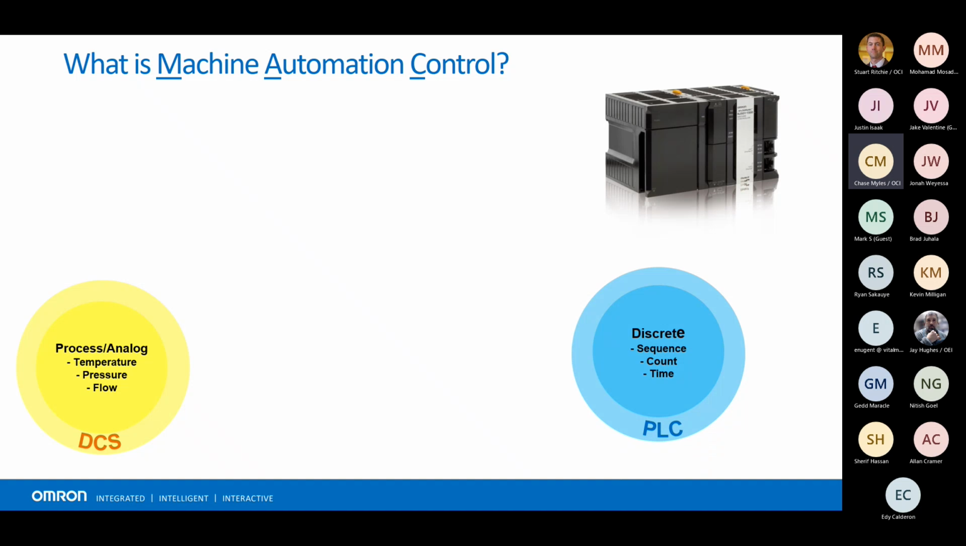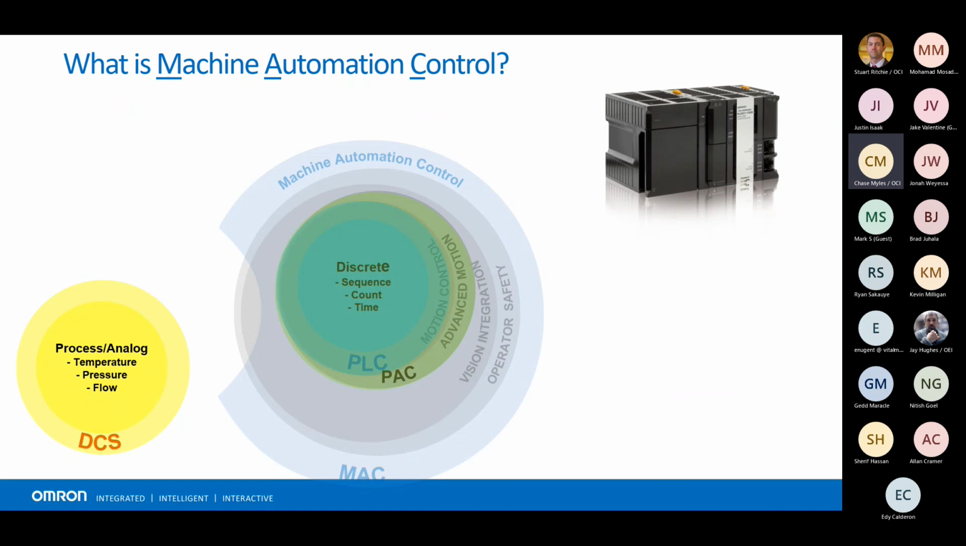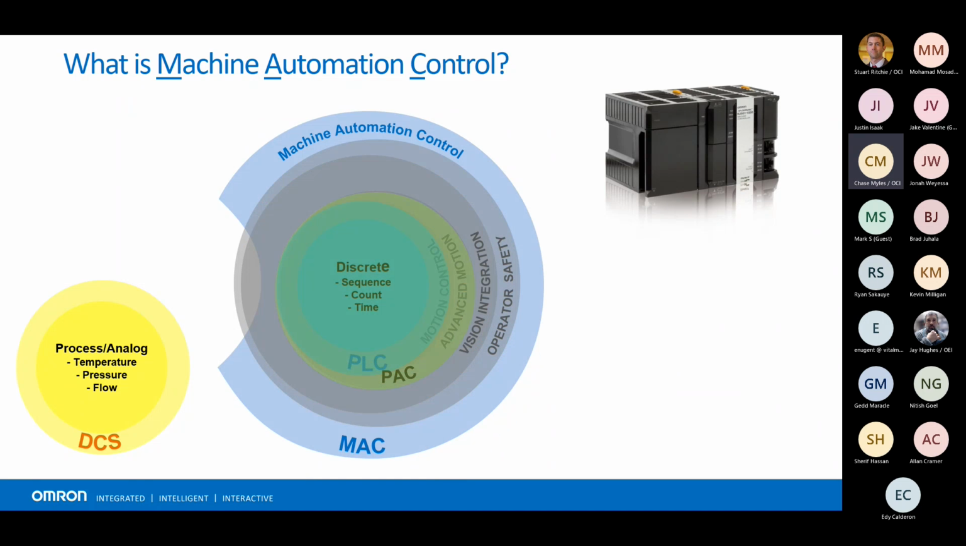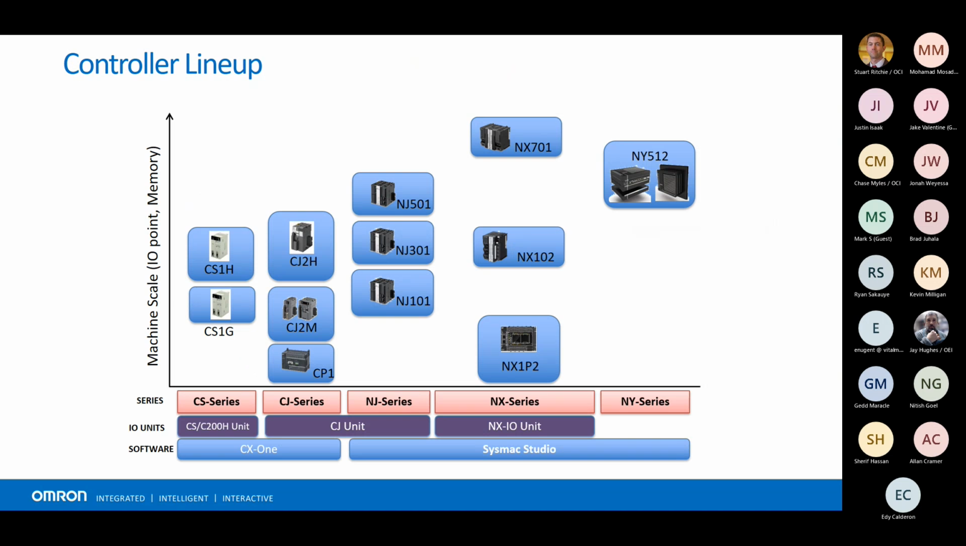Traditionally, you've got DCS systems, PLC systems, and process automation controllers, PACs. In the Sysmac lineup for Omron, we've put all those together. So you get your motion control, your advanced motion, your vision integration, your basic PLC functionality, and then we also integrate the DCS side of things. We're not a DCS system, but we have the capability of doing very large-scale systems with networking and all of that incorporated into a machine automation controller.